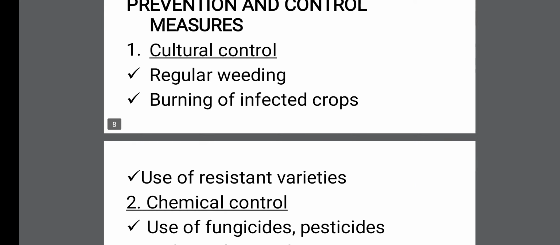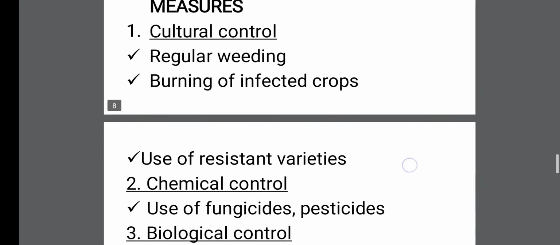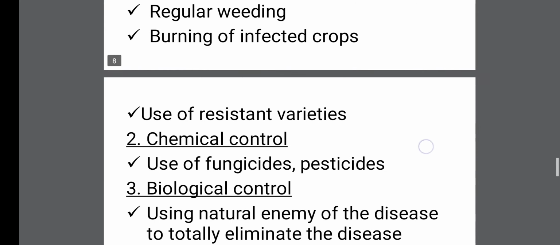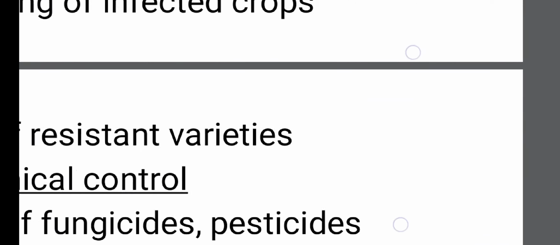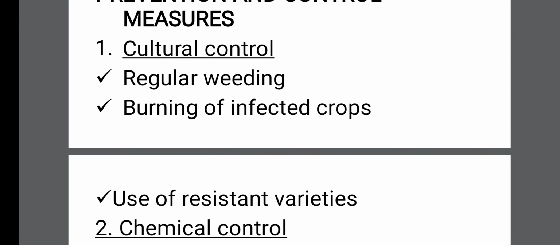The first one is cultural control. Let's weed regularly. Burn crops that are infected so that they won't infect other crops.